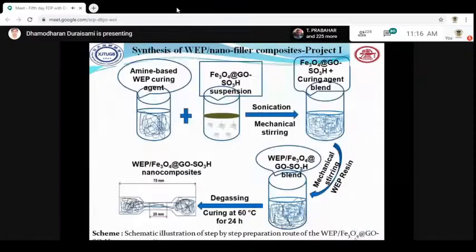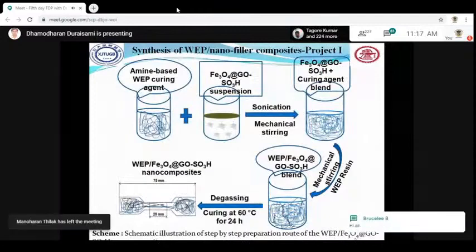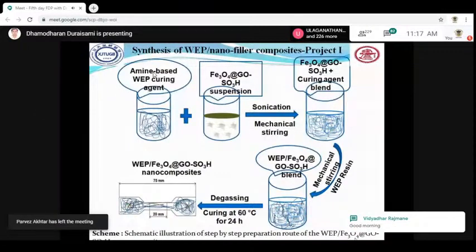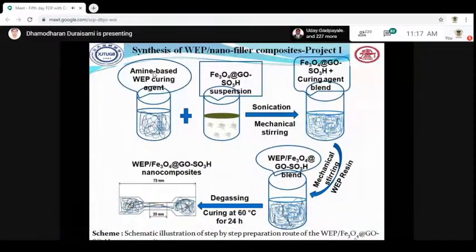After the successful synthesis of the nanofiller, we need to incorporate the as prepared nanofiller into our WEP system to check the mechanical and thermal properties. Initially we mixed and dispersed the as prepared nanoparticles with the amine based curing agent to make a better bond formation with our WEP system and the as prepared nanofiller. After the curing agent mixture, we dispersed it in our WEP matrix with mechanical stirring, then later degassing and curing at 60 degrees for 24 hours. And this structure is for mechanical testing.